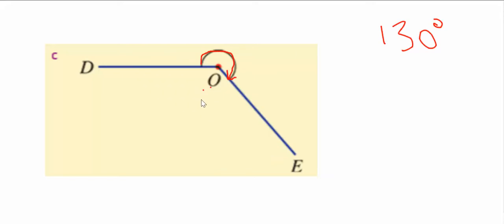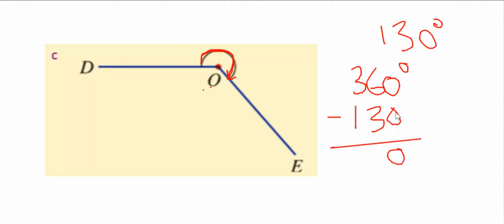So this inside is 130 degrees, but that's not my answer, is it? I want the angle on the outside. So I haven't finished. I've measured that inside angle, but now I need to take it away from 360. 0 from 0, 0. 6 take 3 is 3. 3 take 1 is 2. So I know this angle is 230 degrees.